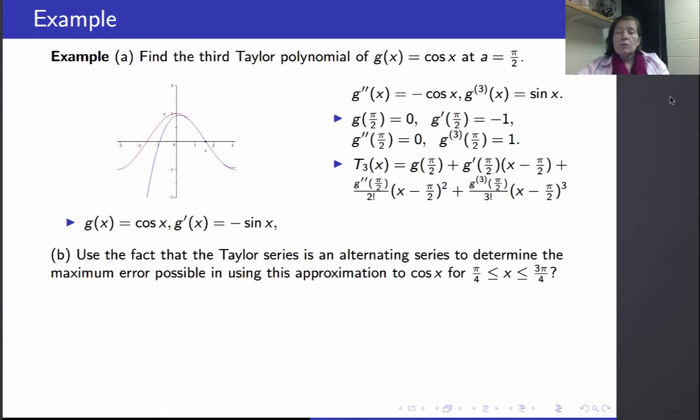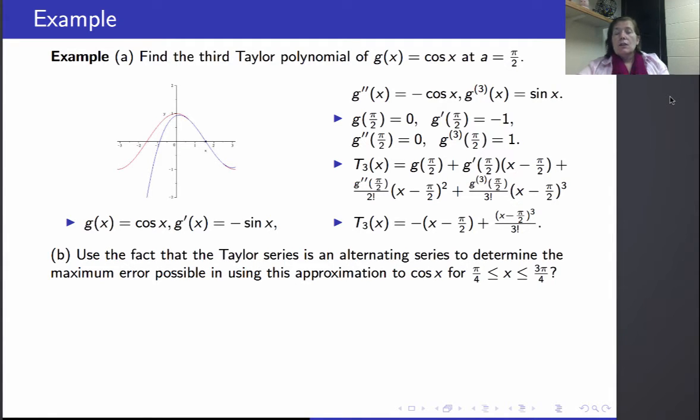And the Taylor polynomial, the third Taylor polynomial at pi over 2 is cosine pi over 2 plus its derivative at pi over 2 times x minus pi over 2 plus its second derivative at pi over 2 over 2 factorial times x minus pi over 2 squared plus the third derivative at pi over 2 over 3 factorial times x minus pi over 2 cubed. And because I'm evaluating the derivatives at pi over 2, the odd powers remain and the even powers disappear, which is contrary to what happens when I'm taking the Maclaurin polynomials of cosine of x around x equals 0.